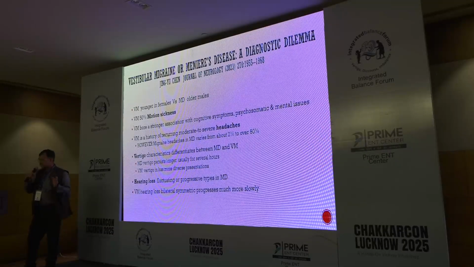In Meniere's disease, vertigo persists longer, usually for several hours, whereas in vestibular migraine, the vertigo had more diverse presentations. In Meniere's disease, the hearing loss was fluctuating or progressive in type, because with time, usually they would get permanent hearing loss. On the other hand, in vestibular migraine, the hearing loss was bilateral symmetric and the progress was much slower.